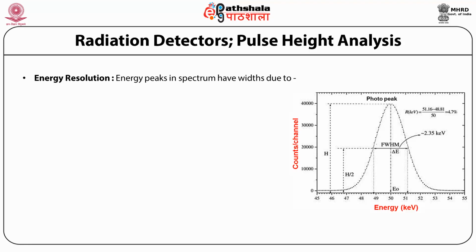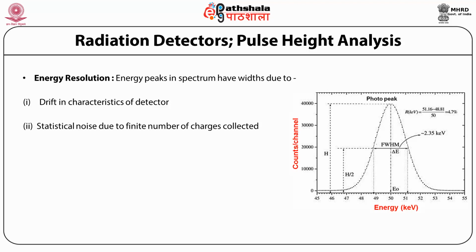Energy peaks in the spectrum have width due to, number one, drift in the characteristics of the detector, because the detectors have some basic properties which may change. Second, statistical noise due to the finite number of charges collected.